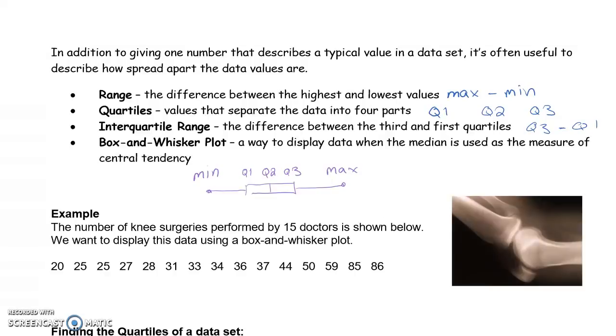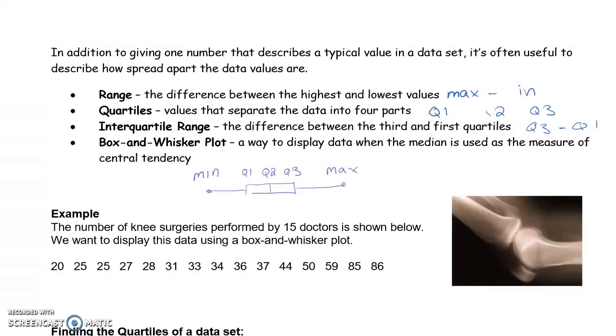Similar to max minus min for the range, but now I'm not going to take the extreme values. I'm going to look at some of the values inside. And the box and whisker plot is a way that we can display all of that data in something a lot more visual, and it uses the median as a measure of central tendency. The median is going to be Q2.